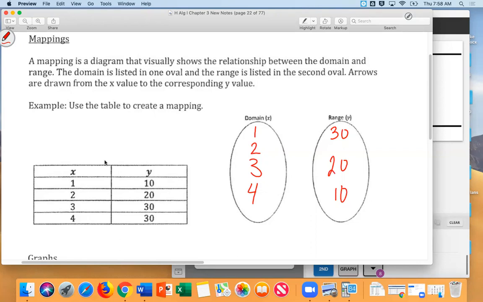But all you do is this. You look at your table, 1 goes to what number? 10. So you just draw an arrow to the 10. Where does 2 go, Jordan? AJ, where does 3 go? 30. And Angela, where does 4 go? Do you guys see how I just draw arrows to where it goes? It doesn't matter the order. I just draw the arrows.